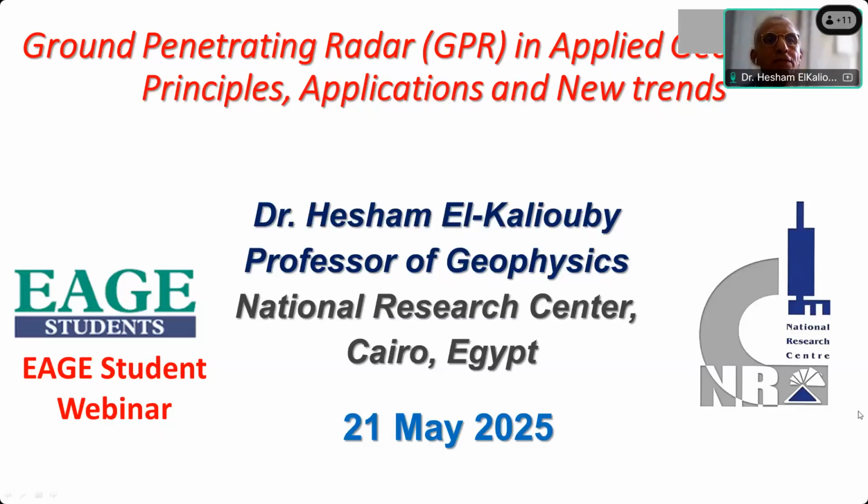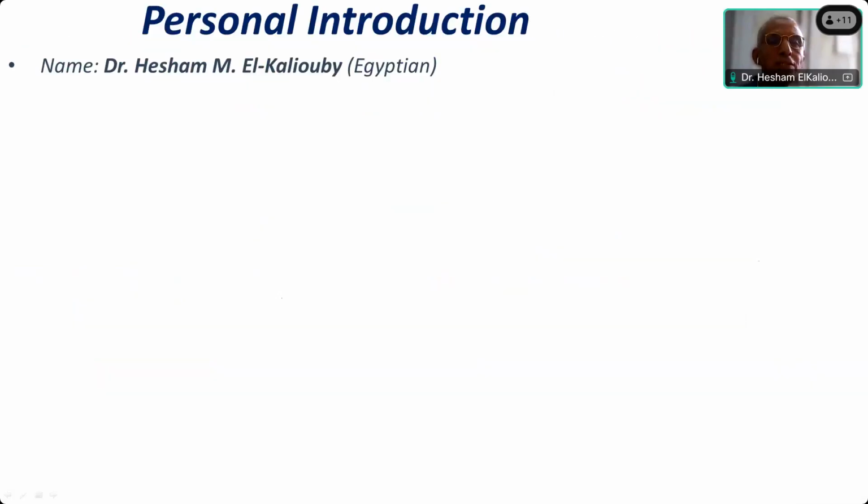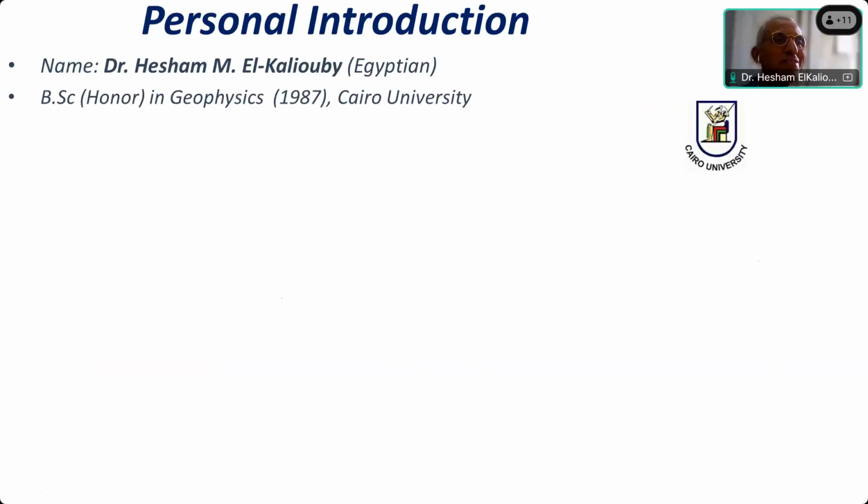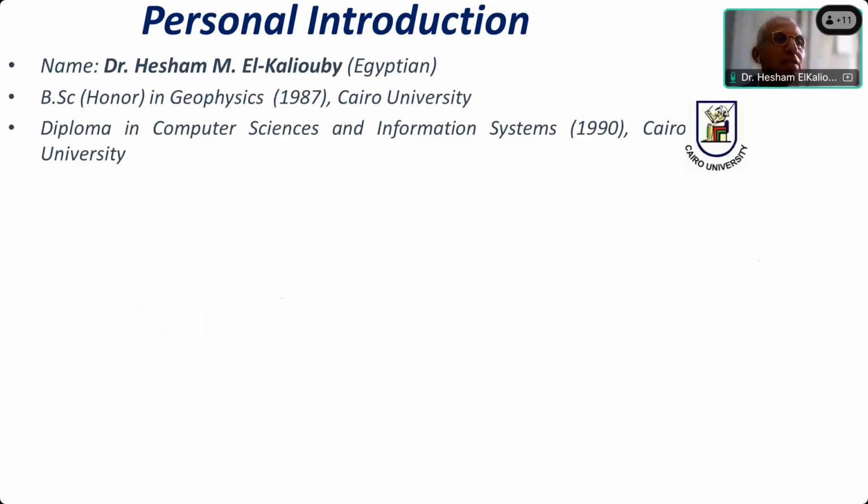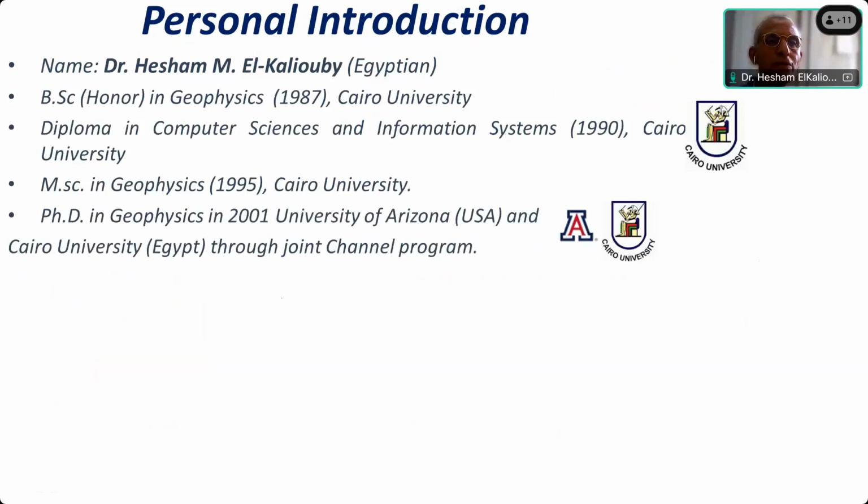Before I go on to the technical part, I would like to introduce myself briefly. My name is Hesham El-Kaliouby. I'm Egyptian. I got my bachelor degree from Cairo University a long time ago in '87, and then a diploma in computer science from Cairo University as well in '90. And then I got my master's degree in geophysics in 1995. Then I got my PhD from the University of Arizona in the US through a joint program between Egypt and the US back in 2001.